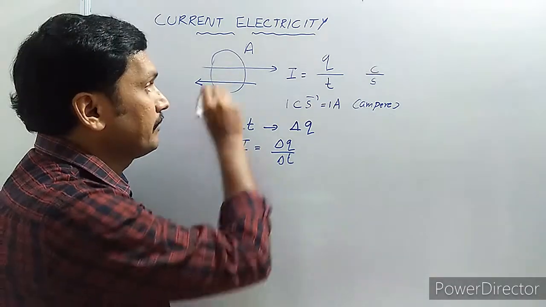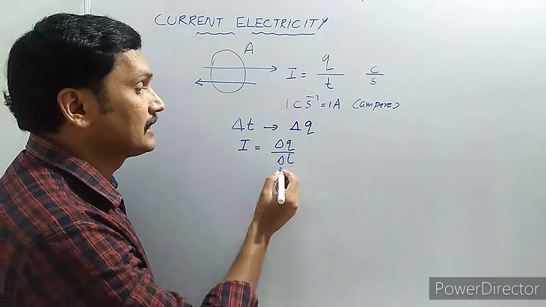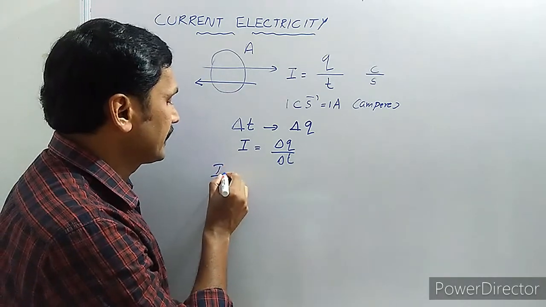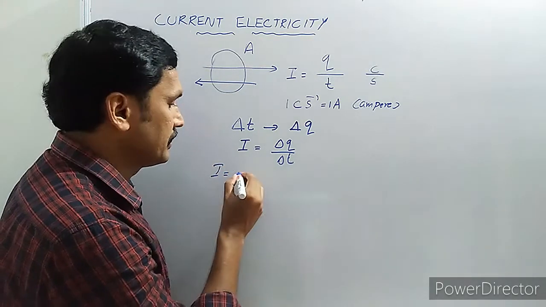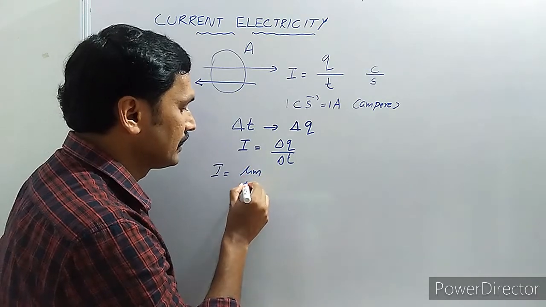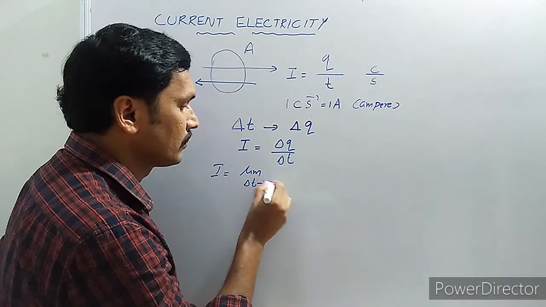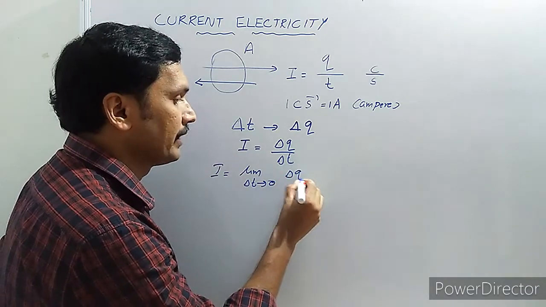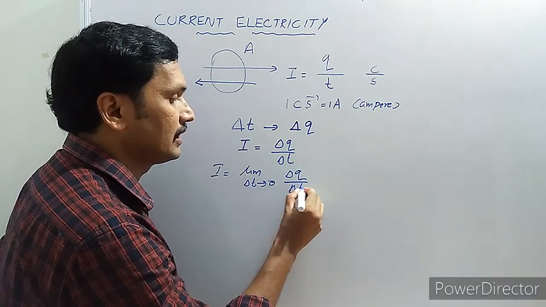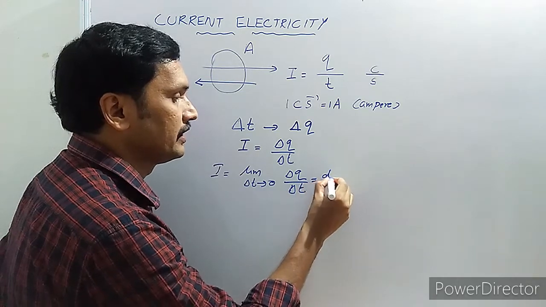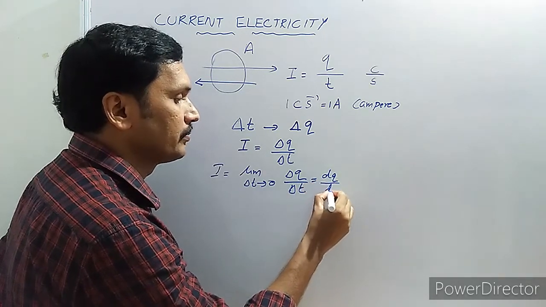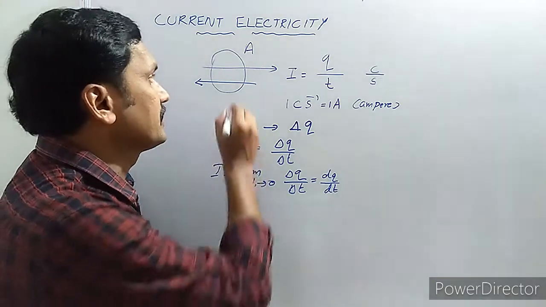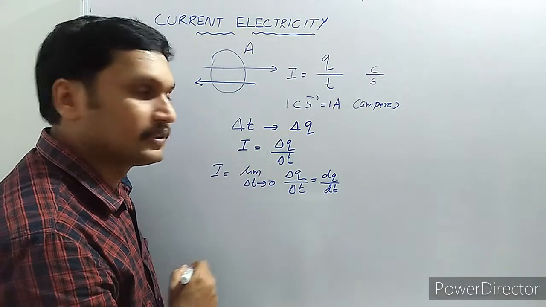Again, if we take the time interval too small, that is delta t tends to 0, we can write the instantaneous value of current this way also. I is equal to the limit as delta t tends to 0 of delta q by delta t. Delta q by delta t can also be written as dq by dt. So that is the current at that instant through this area.